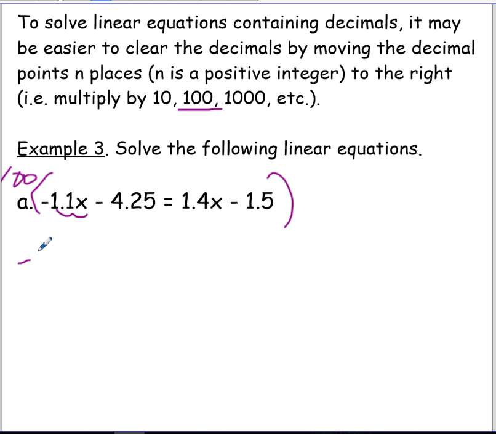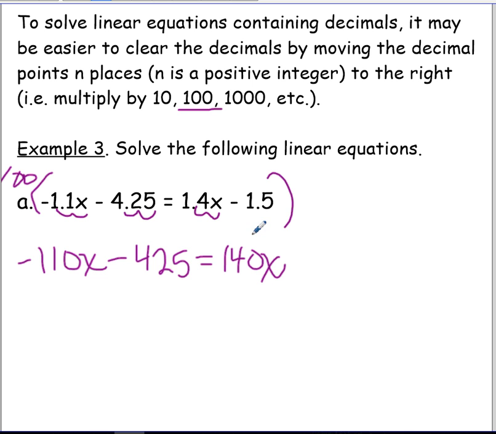So we're going to get negative 110x there, minus moving the decimal 2 spaces, or multiplying by 100, leaves us 425, is equal to, moving that decimal 2 spaces will give us 140x, and then moving those decimal places 2 times will leave us minus 150.